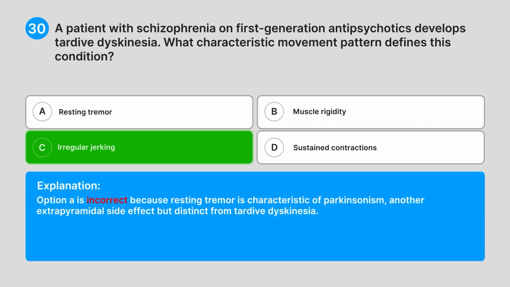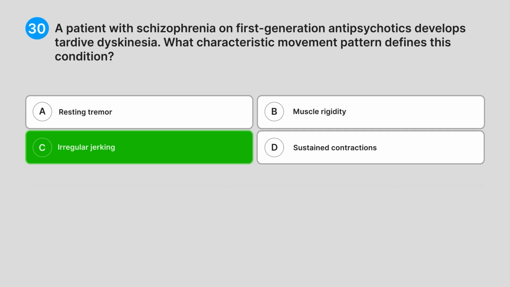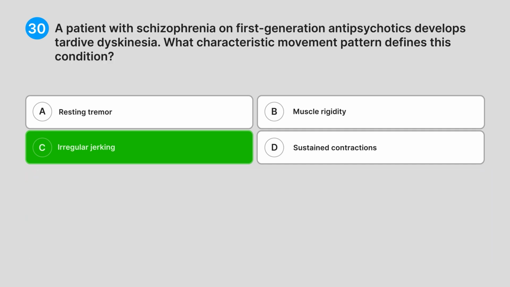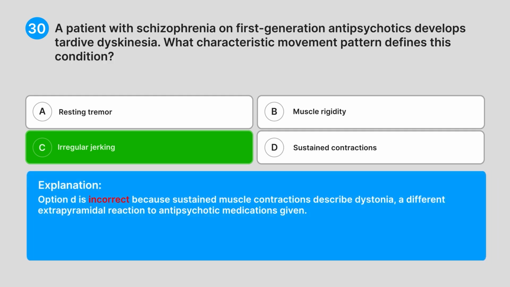Option A is incorrect because resting tremor is characteristic of Parkinsonism, another extrapyramidal side effect but distinct from tardive dyskinesia. Option B is incorrect because muscle rigidity occurs in neuroleptic malignant syndrome or Parkinsonism, not tardive dyskinesia movements typically. Option D is incorrect because sustained muscle contractions describe dystonia, a different extrapyramidal reaction to antipsychotic medications.